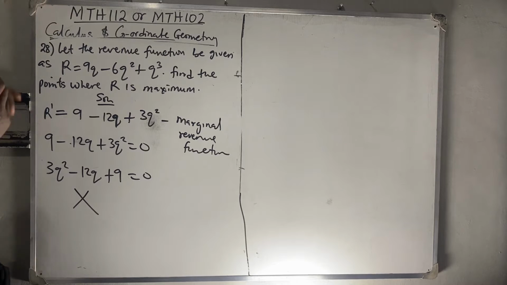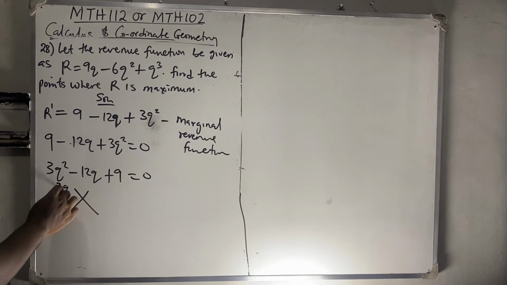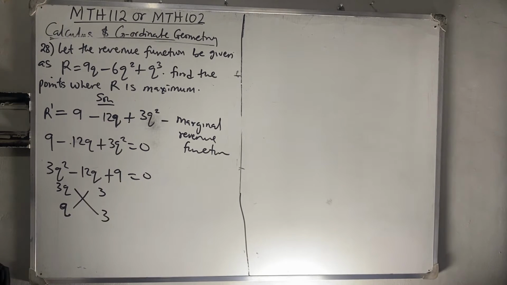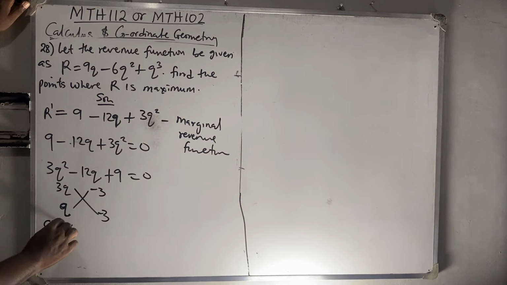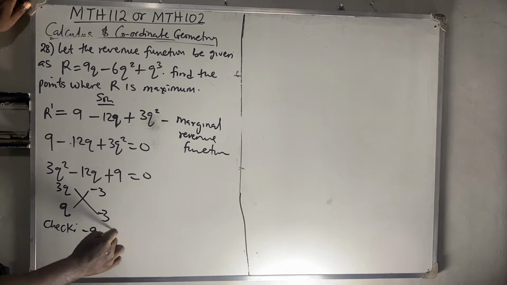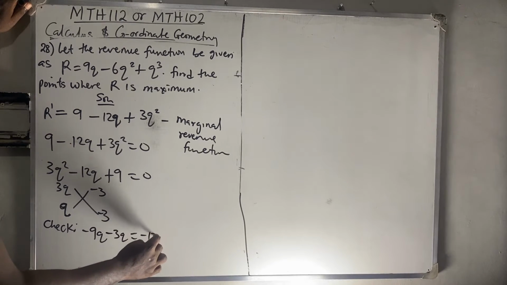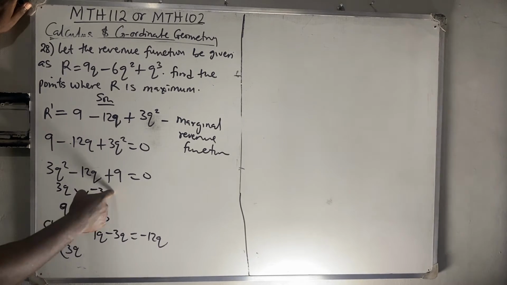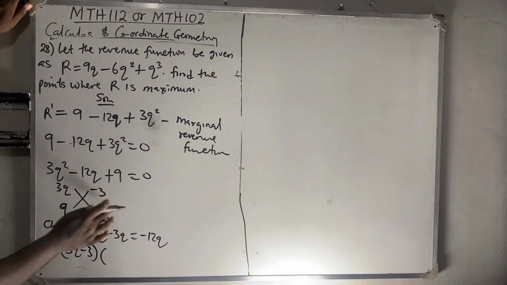So if I factorize this, I'm going to be having 3Q and Q here, while this side, I'm going to be having 3 and 3. So that 3 times 3 is 9, 9 plus 3 is 12, so I'm having minus here. If you check if it is correct, this gives me minus 9Q, this gives me minus 3Q, and both of them give me minus 12Q, which is exactly what is in the bracket. So my factorization is just 3Q minus 3 and Q minus 3.